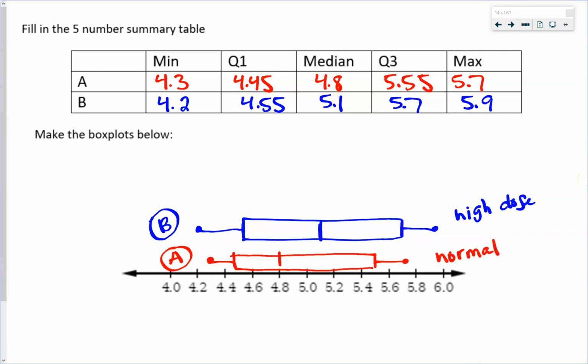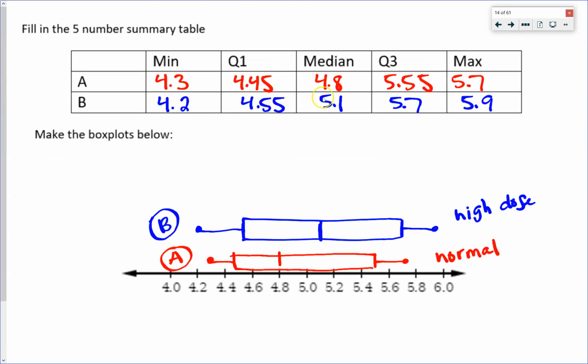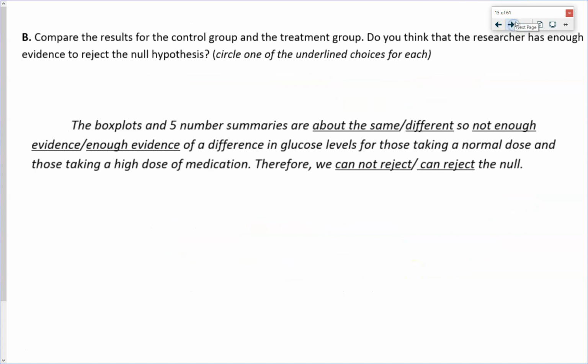Okay. So now let's compare our evidence. So the box plots and 5-number summaries, would you say they're about the same, or are they different? Well, let's look at them. Look at my numbers, super close together. Look at my box and whisker, they're like right on top of each other. Are they a little different? Yes. Are they radically different? No. Okay, so these are about the same.